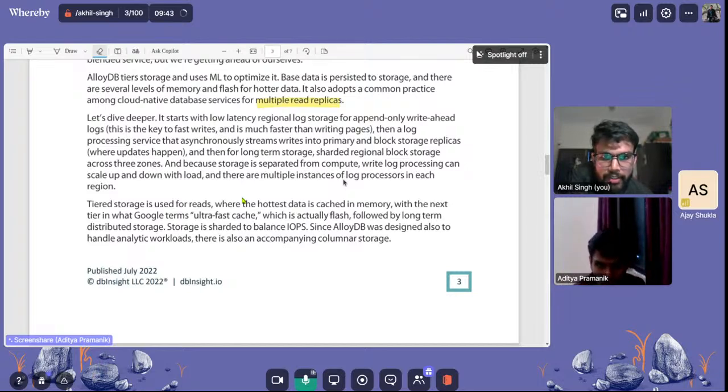Aditya, if you can explain this with any real world data or example, that would be better, so that we can separate what is low latency regional log storage, what is the primary, and what is written as write ahead logs. If you know about those.